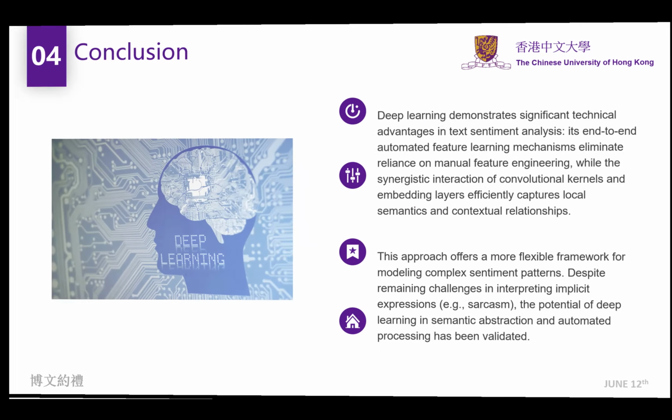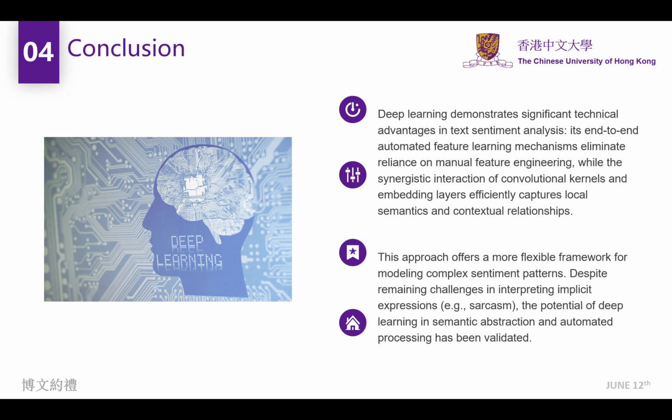Finally, conclusion. Deep learning demonstrates significant technical advantages in text sentiment analysis. Its end-to-end automatic feature learning mechanism eliminates reliance on manual feature engineering, while the synergistic interaction of convolutional layers and embedding layers efficiently captures local semantic and contextual relationship. This approach offers a more flexible framework for modeling complex sentiment patterns despite remaining challenges in interpreting implicit expressions such as sarcasm.